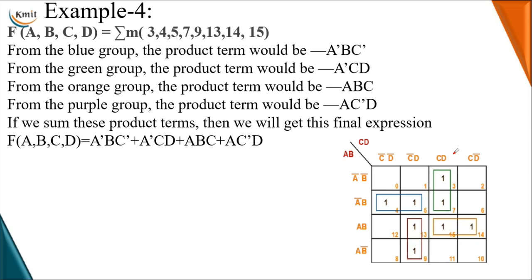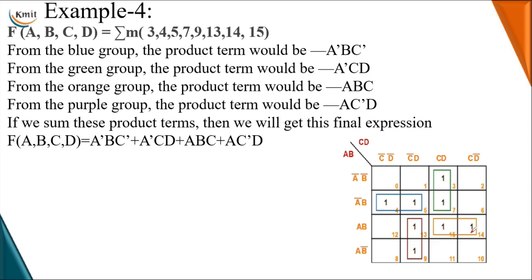Next, we also have one more example, sigma m of 3, 4, 5, 7, 9, 13, 14, 15. Now this mapping can have only pairing possibilities. We don't have a 1 here, so we can't form a quad. We don't have a 1 here. If you had 2 ones here, you could form an octet. But there is a possibility of pairing only. So hence we have a total of 4 pairs here.